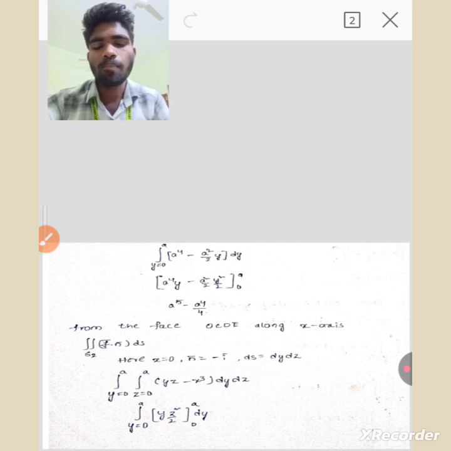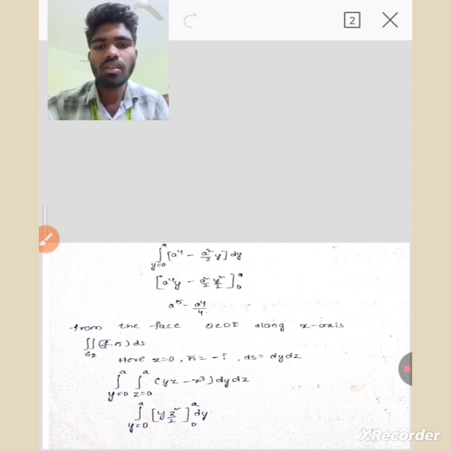We get the integral for y equal to 0 to a of (a power 4 minus a square by 2 into y) dy. Integrating, we get a power 4 y minus a square by 2 into y square by 2, with the limits a and 0, which gives a power 5 minus a power 4 by 4.